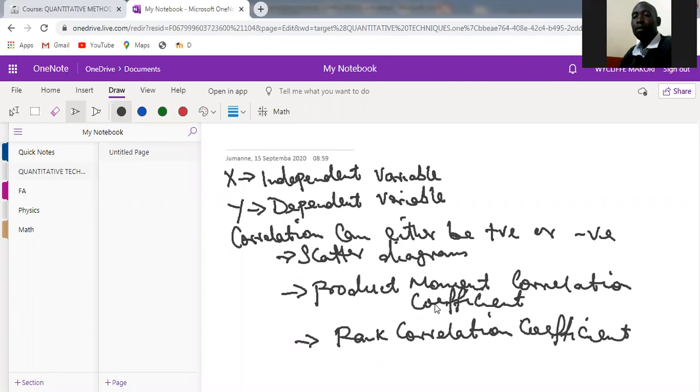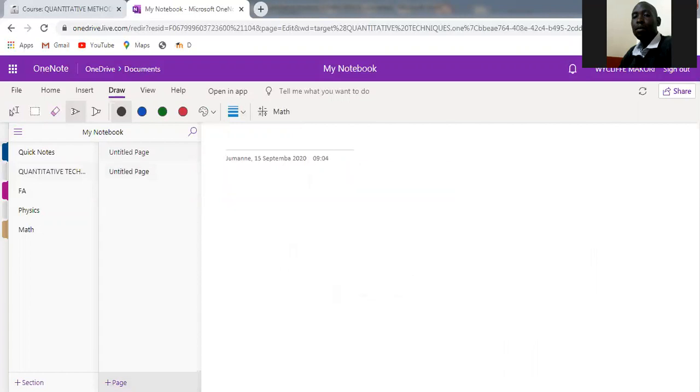We have the scatter diagram, the product moment correlation coefficient, which is also known as the Pearson's correlation. Those are the three ways we can measure the correlation. When it comes to the scatter diagram, we said it is where we have a pictorial representation of the x and y variables.